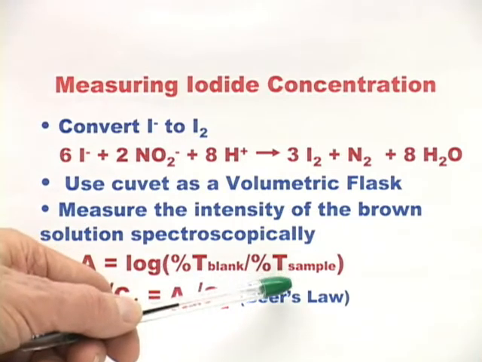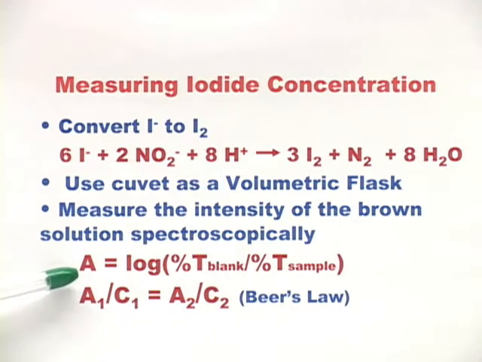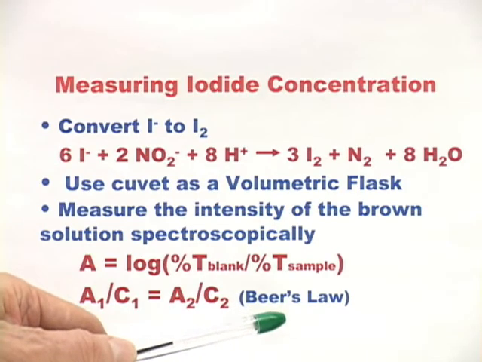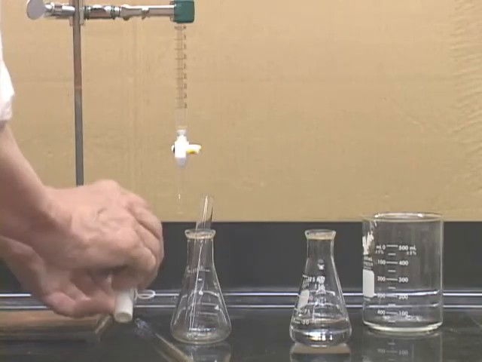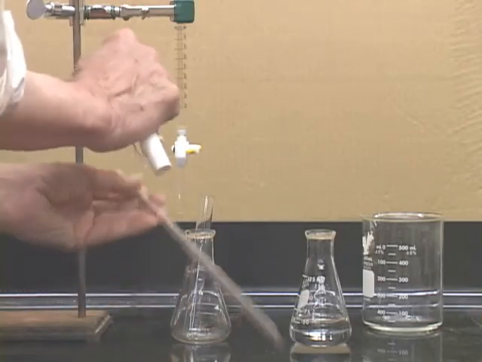Use percent transmission of the blank and our sample. We will convert to absorbance. This absorbance will be related to concentration using Beer's law. We will now make and measure one of these standards.